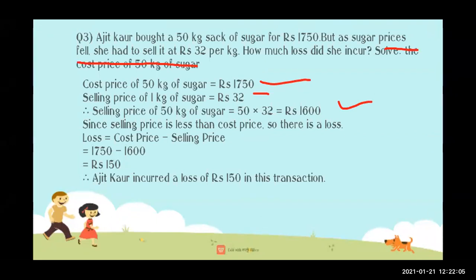Now here the cost price is 1,750 and the selling price was 1,600. So here we got a loss. So we have to use the formula of loss. Loss equals cost price minus selling price. Now cost price is how much? Cost price is 1,750 minus 1,600. So Ajit Kaur incurred a loss of rupees 150 in this transaction.